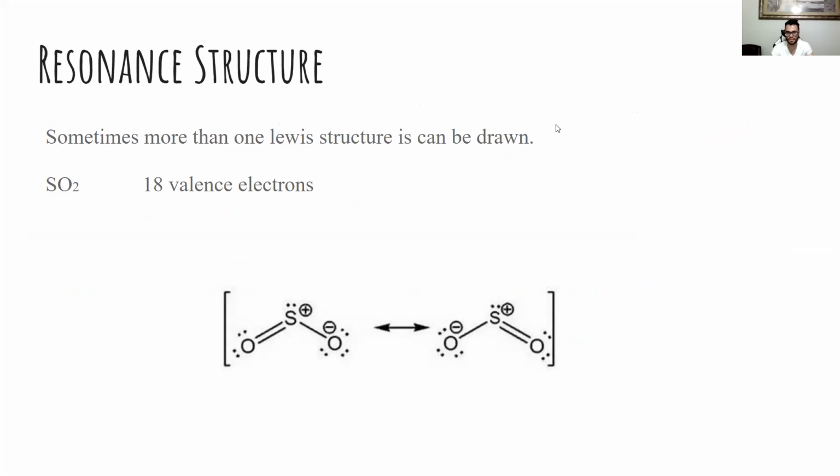Another important thing to know about Lewis structure is that some molecules can be drawn by more than just one Lewis structure, and it doesn't mean that one of them is incorrect. Both can be correct. So here we have an example, the CO2 molecule.